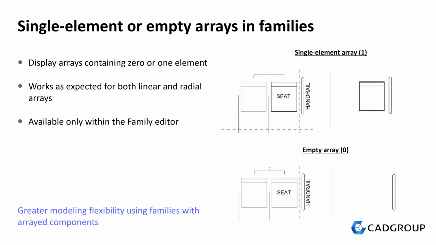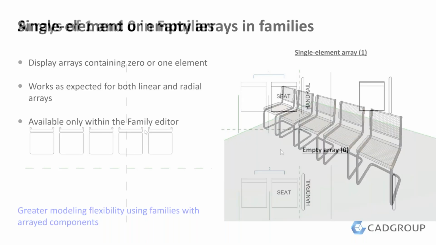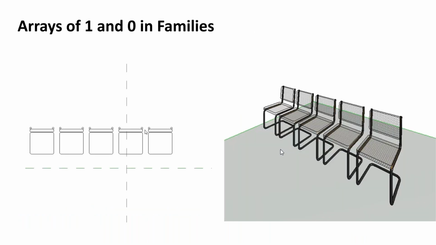So you can now flex both linear and radial arrays to values of 1 or 0 in the family editor. Works as expected for both linear and radial arrays. So it's only available within the family editor environment. So the bottom line is it's greater modeling flexibility using families with array components. So we will now demonstrate how arrays of 1 and 0 in families will work.